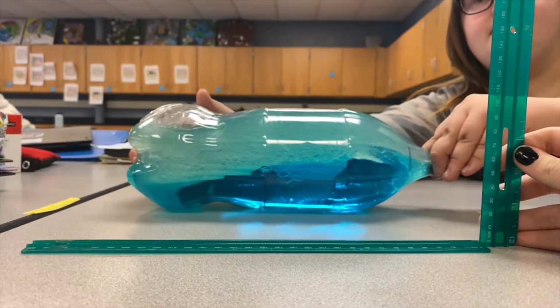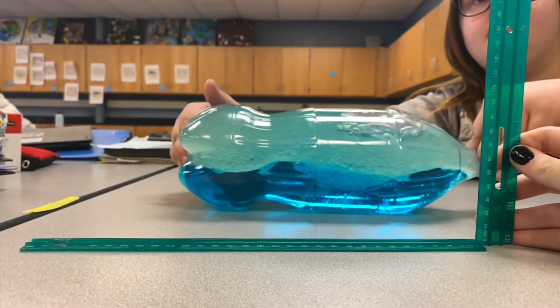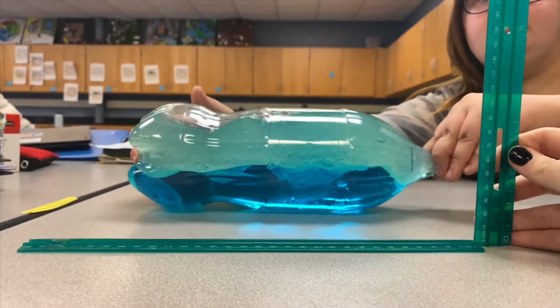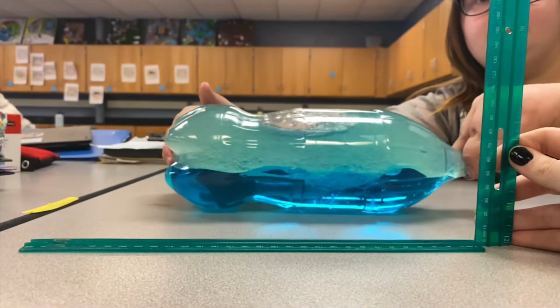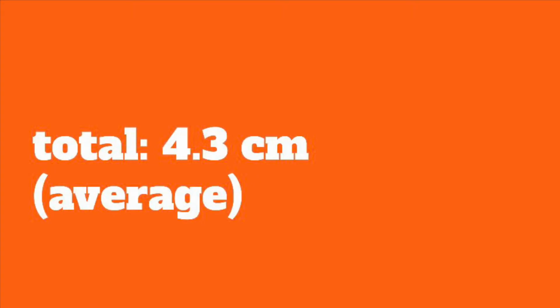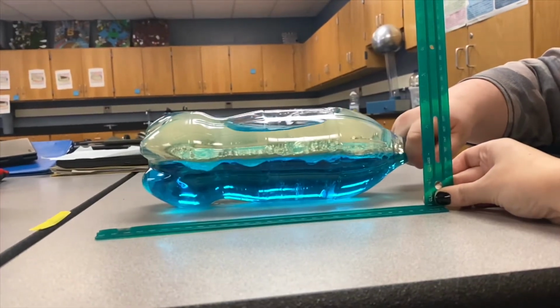In total, there were about 4 waves per second, which means that the frequency of our waves was 4 Hz. We also found the wavelength, and we got about 4.3 centimeters when we found the average. Then we did the same thing but with a smaller frequency. We got about 3 waves per second and about 6.5 centimeters for the average wavelength.